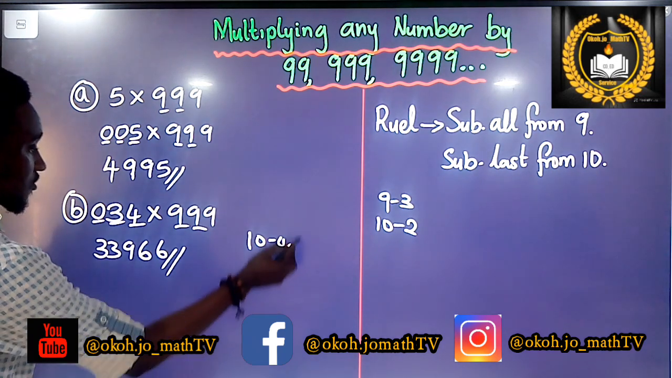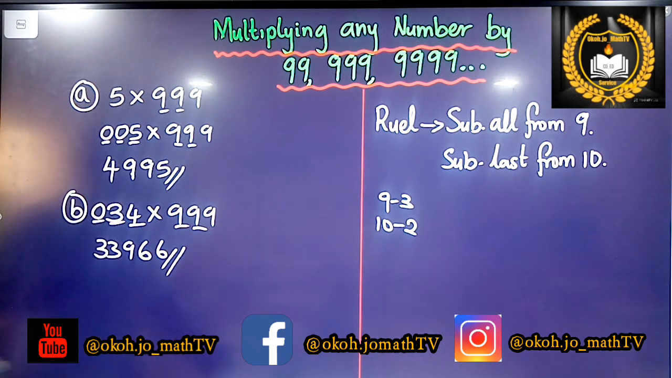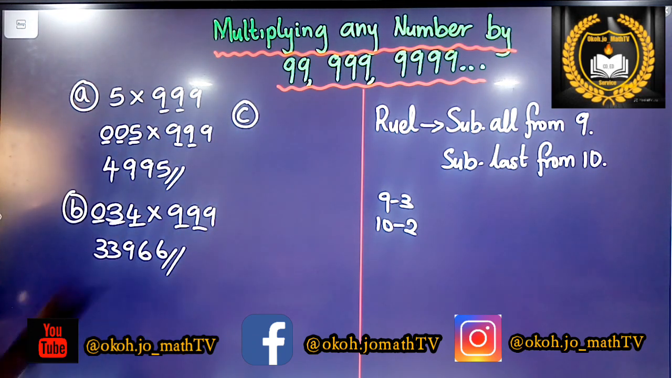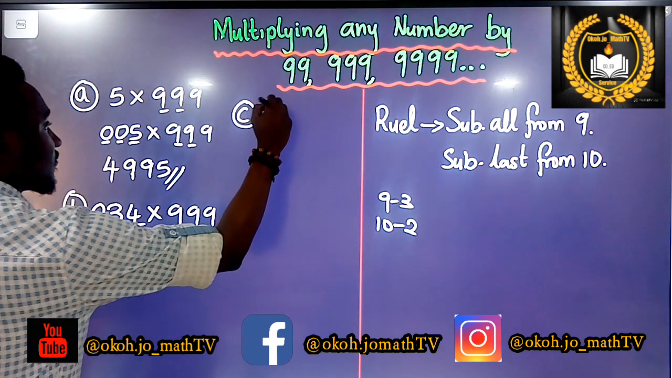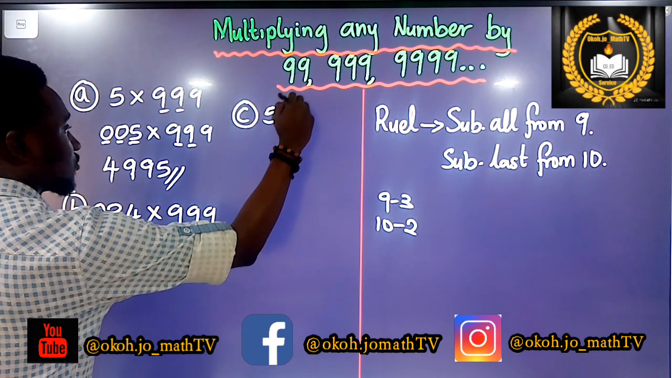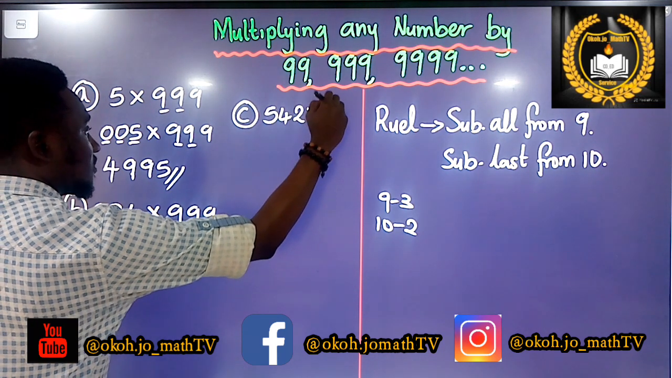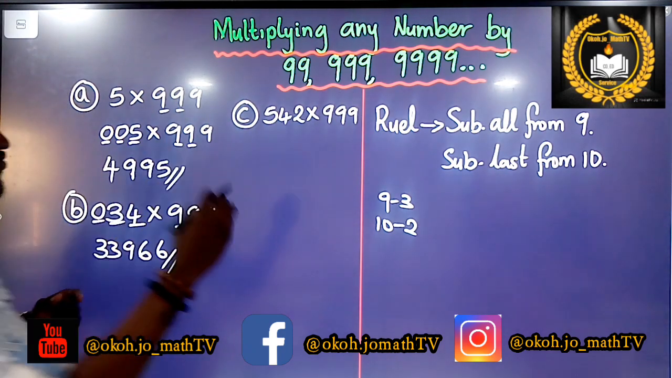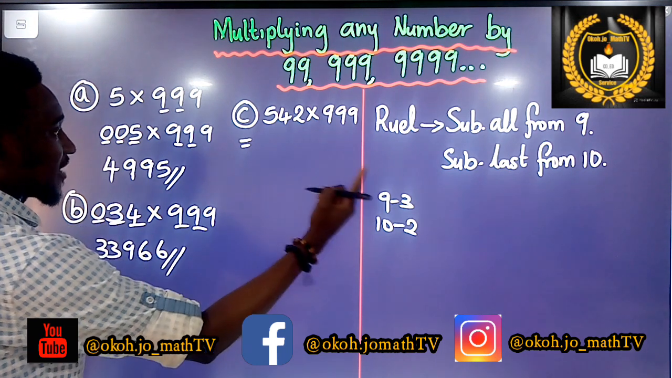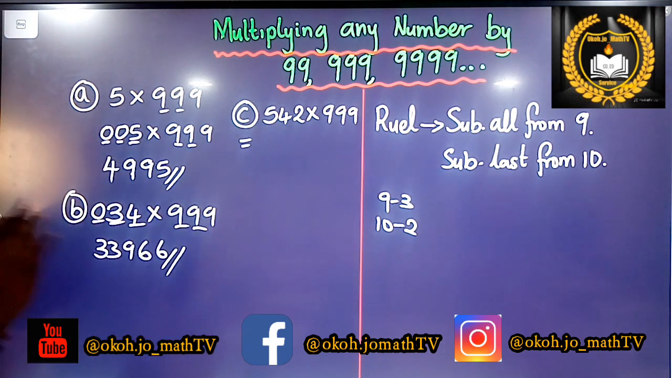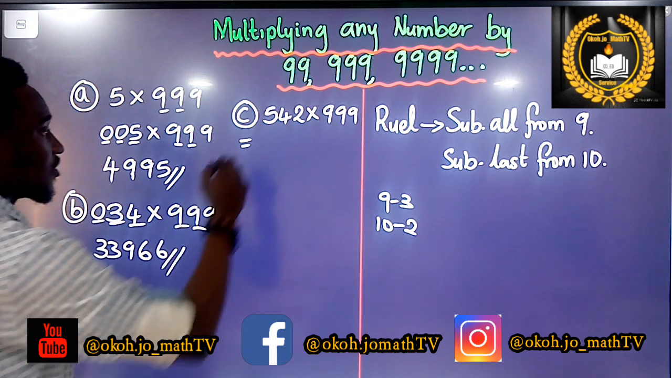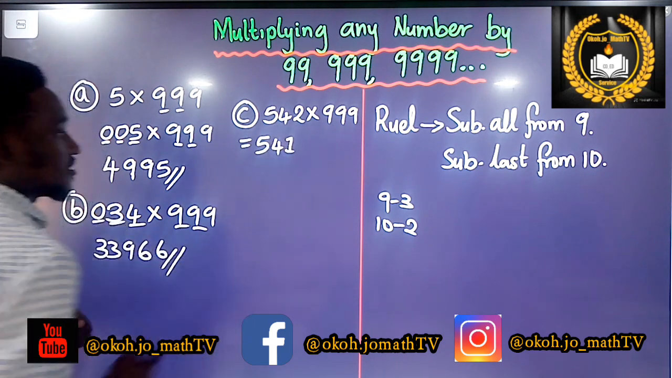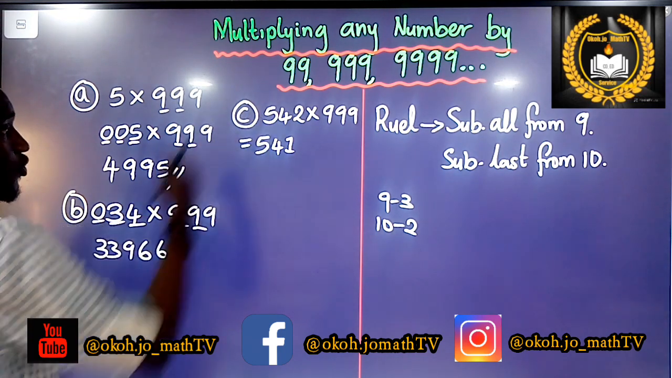So we are going to say 3-digit number, question C. Let's go to 3-digit number, 3 against 3. So let's look at 542 times 999. Is that okay? So first of all, take away just 1 from 542. 542 minus 1 is going to be 541. There's no need for a placeholder here anymore.